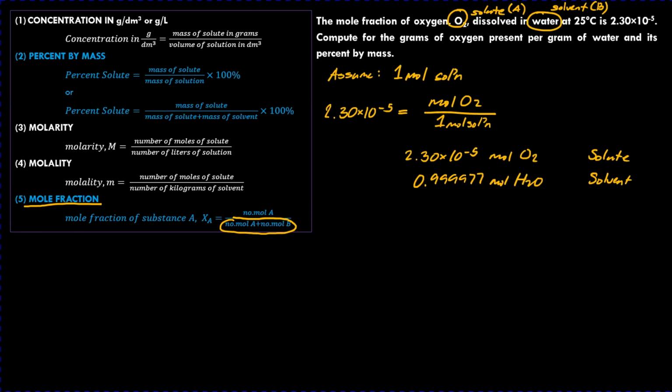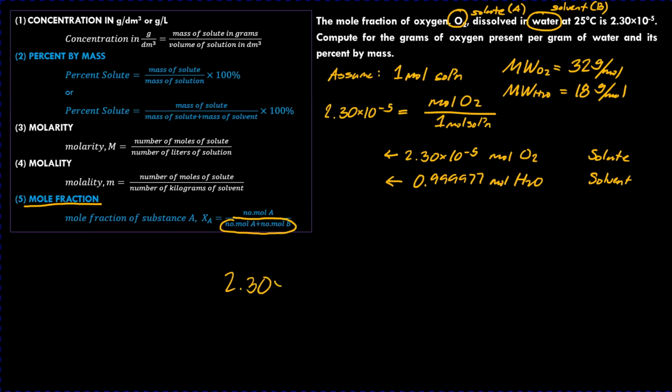So our goal here is to compute the percent by mass of our solute, oxygen. To compute the percent by mass, we need both the solute and solvent to be expressed in terms of mass. So the molecular weight would be needed here for our conversion. The molecular weight of oxygen gas is 32 grams per mole. The molecular weight of H2O is 18. What's the mass? We'll write the mass here.